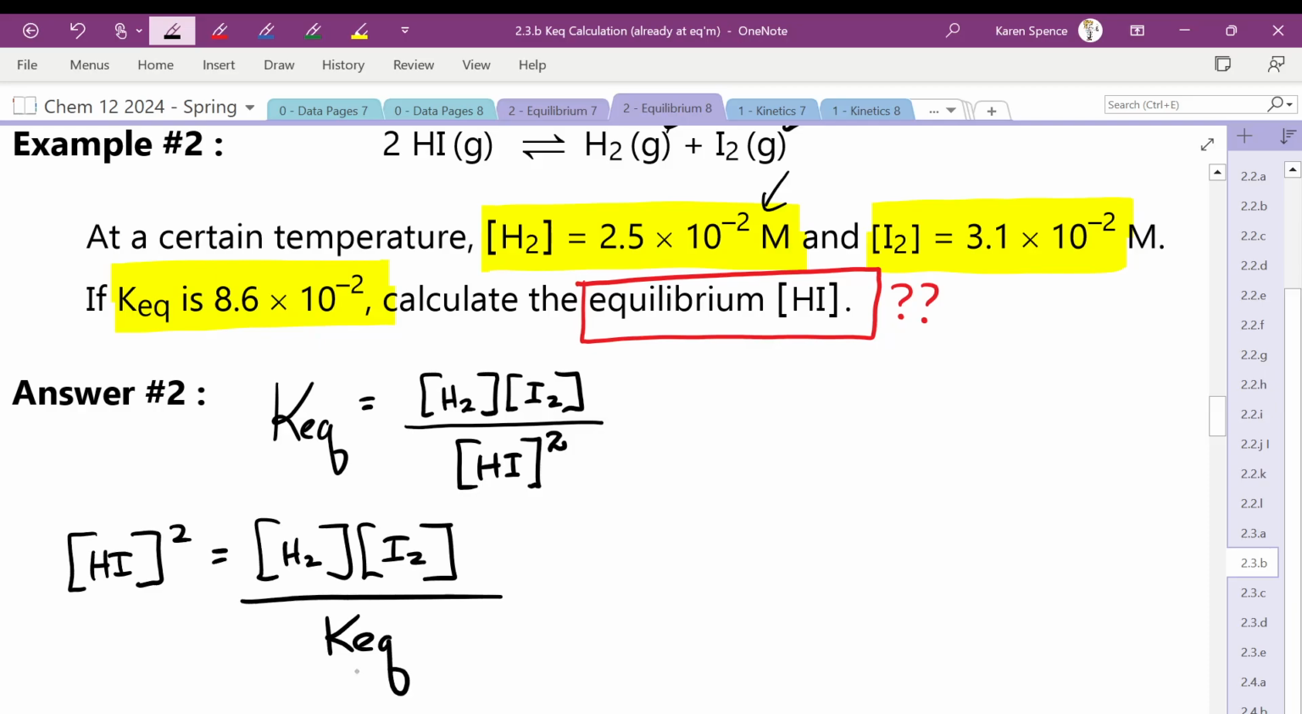But if you cannot go straight there, like if your brain's just like, how did that happen? Then what you're going to do is you're going to say, I need to find HI. Right now, HI is on the bottom. Yes, HI squared is on the bottom. So I would multiply both sides by HI squared, which would bring it up into the numerator over here.